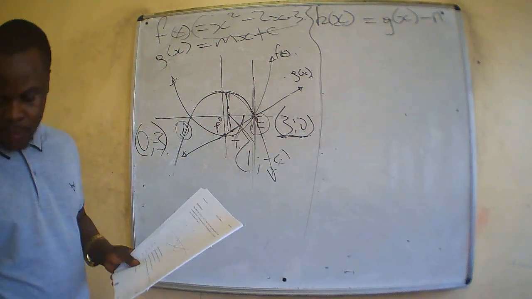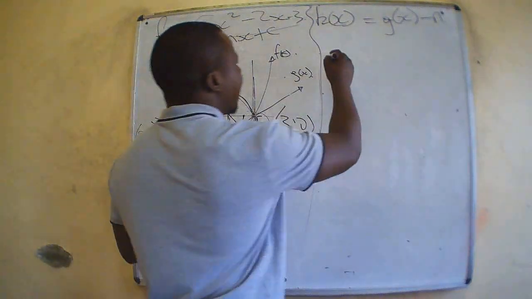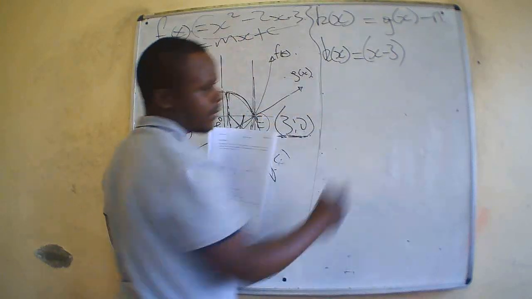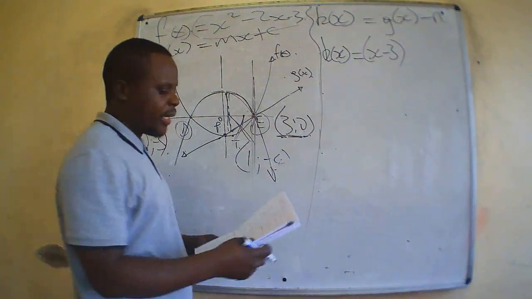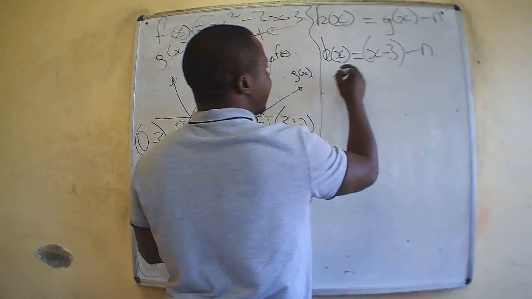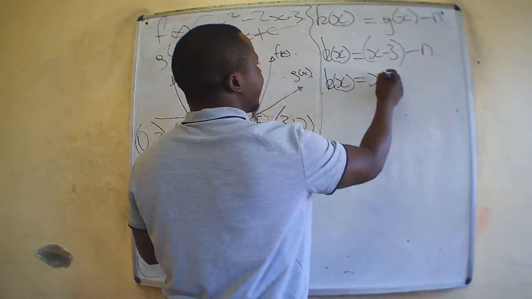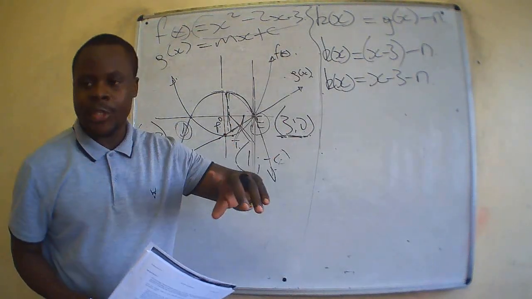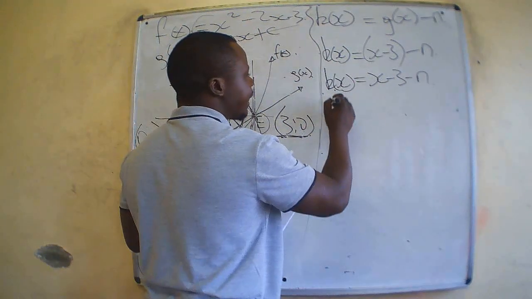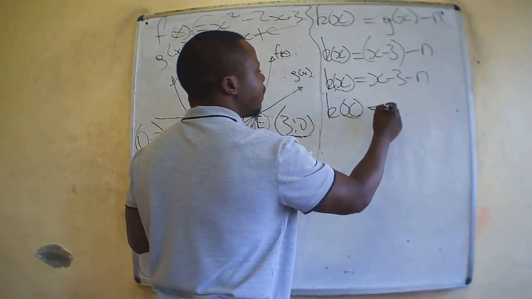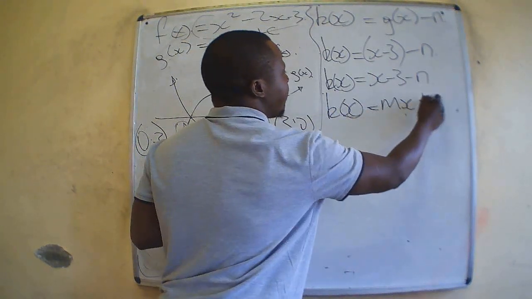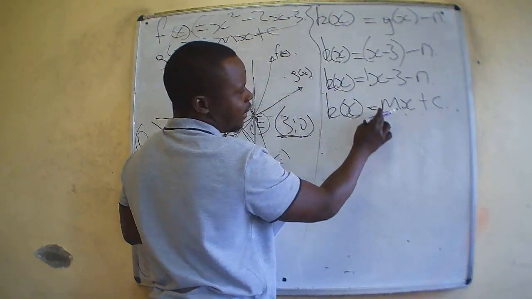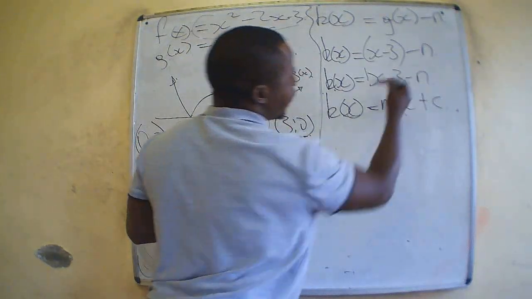So the first step is to understand that our k of x can be rewritten. g of x is x minus 3. Since we have x minus 3 in this case, subtract n. That means k of x is equal to x minus 3 minus n. But this does not change the fact that this k of x is still in the format mx plus c, whereby the coefficient of x is also m. Our c is both of them.